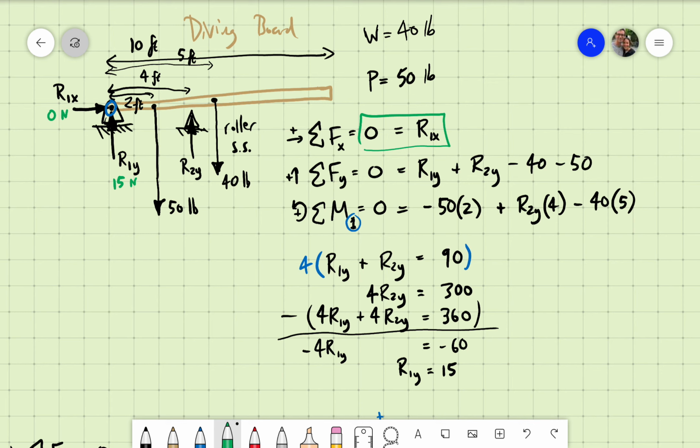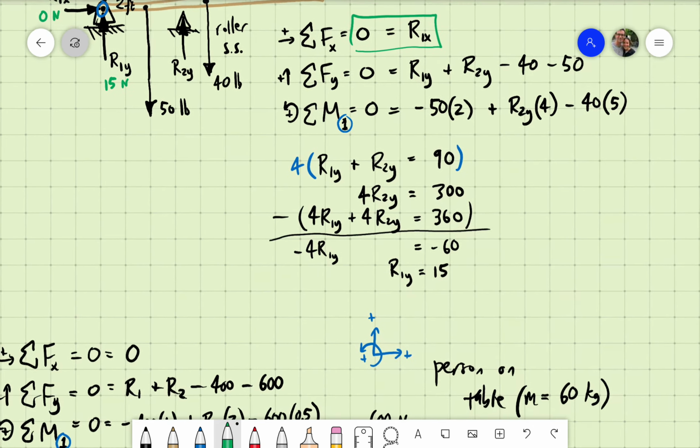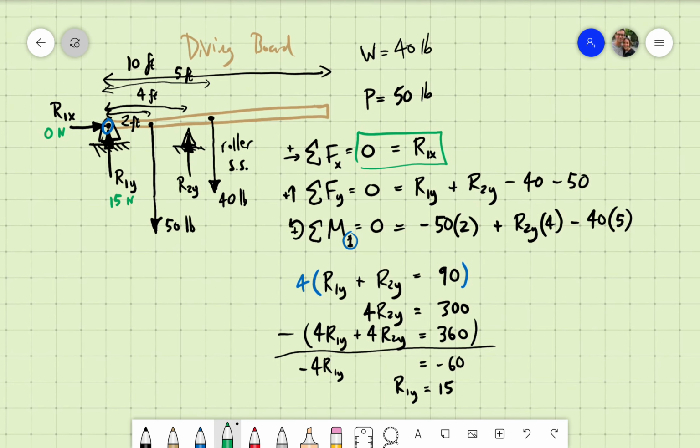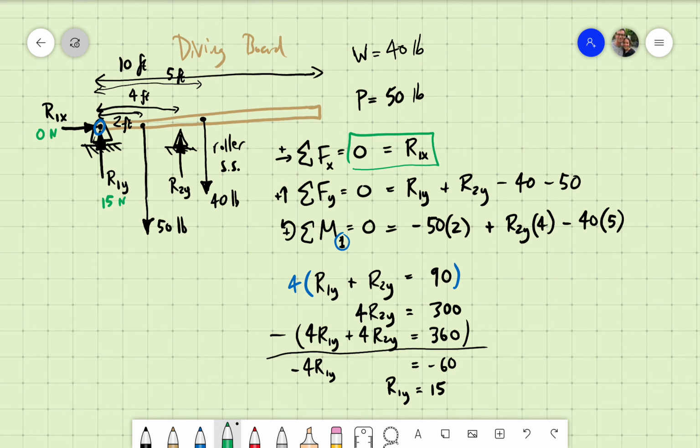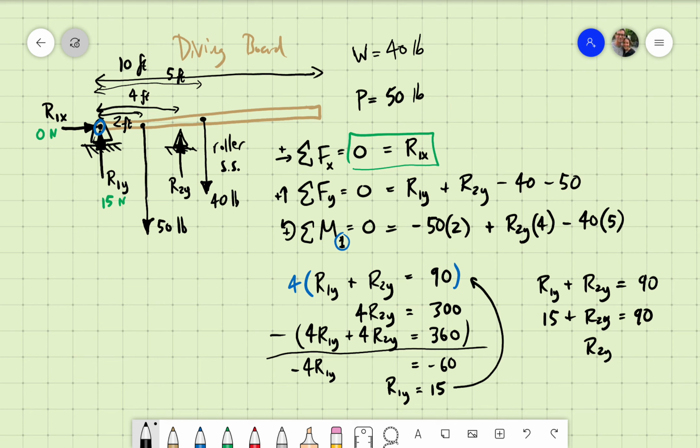Now, if R1y equals 15, I think I'm running out of room. Yep, I am. So I'm just going to work over to the right-hand side here. If R1y equals 15, I am going to substitute that into this equation right here. R1y plus R2y equals 90. I pop it in, I get 15 plus R2y equals 90. Subtract 15 from both sides. R2y equals 75. And there I go.